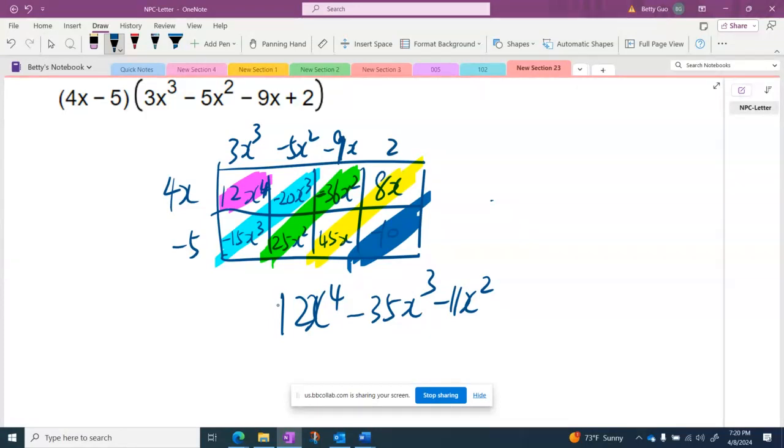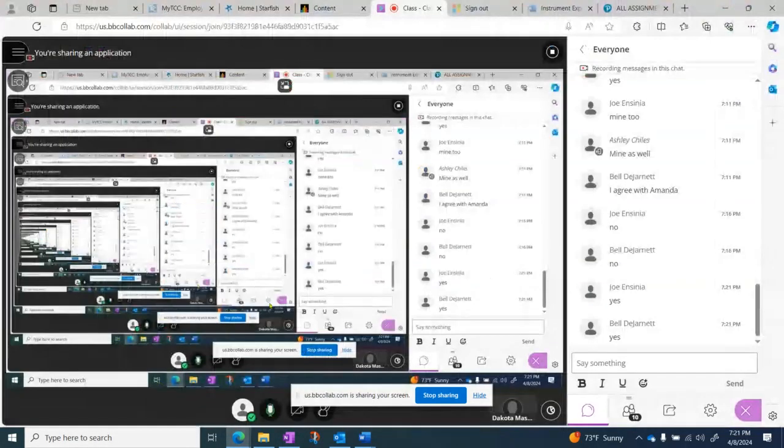And the two yellows give us 53x. And the blue is negative 10. Do you have the same thing as me? Be careful with typing in. Since it's very time consuming, I'm not going to type it in.